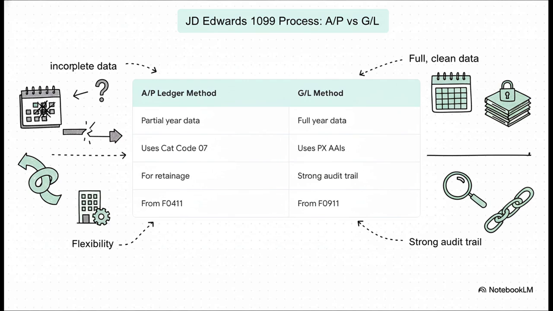It's awesome if you've got partial year data, maybe from a system switch, or if you deal with retainage. Now the GL method on the right, that's your rock-solid choice if you've got a full year of clean data, and it gives you this amazing audit trail. So you just have to look at your company's situation and pick the path that fits you best.